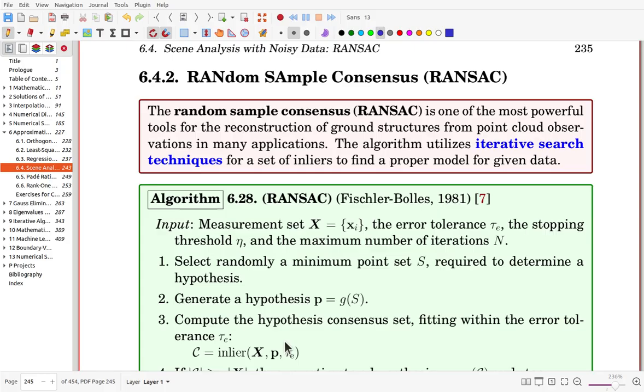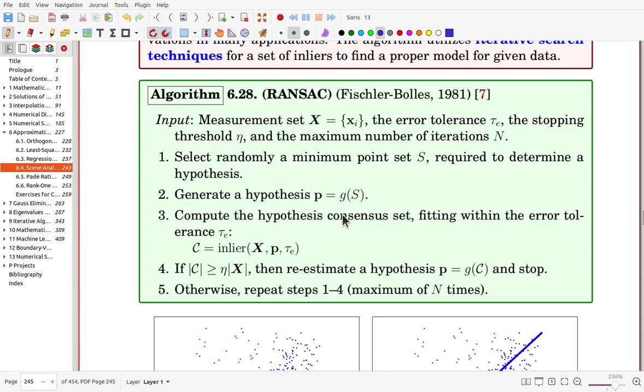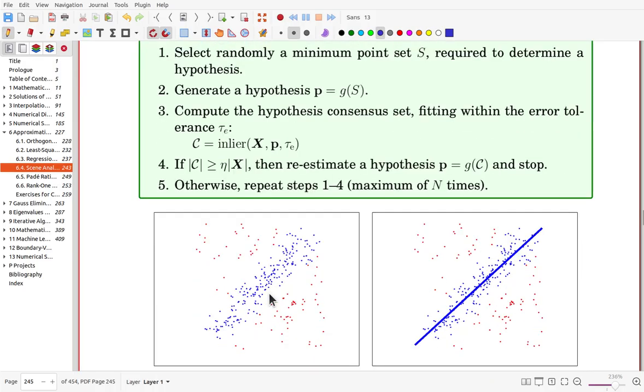RANSAC utilizes an iterative search technique for a set of inliers to find a proper model for given data. This is an algorithm developed by these two scholars in 1981. We'll go through the steps. Before that, I'll try to explain this pictorially. Here we have presumably inlier points, and the red dots are noise.